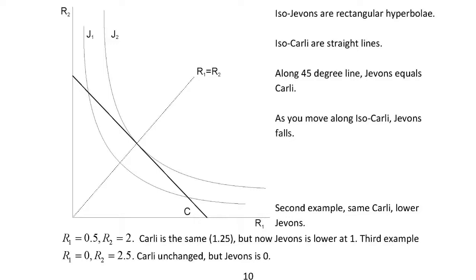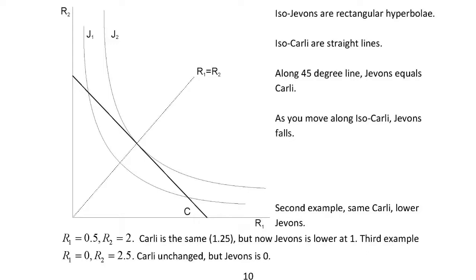So let's have a look at a couple of examples. For the second example, we'll have the same Carli but a lower Jevons. We've got R1 equals 0.5 and R2 equals 2. In this case, the Carli is exactly the same, 1.25, but the Jevons is now lower at 1, because the geometric mean of 0.5 and 2 is 1. That's a bit like the point where J1 intersects the iso-Carli line.